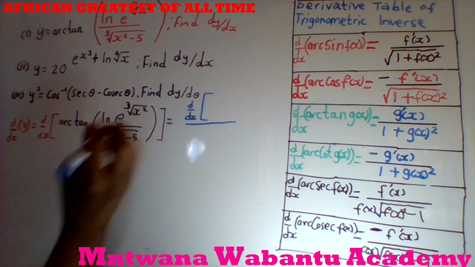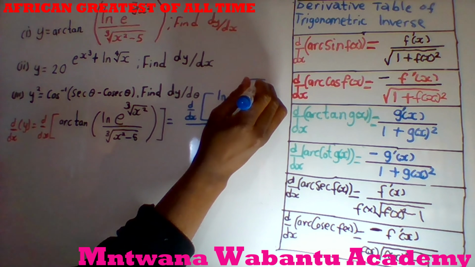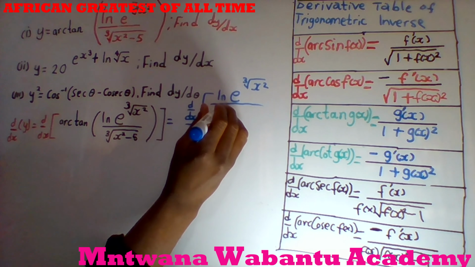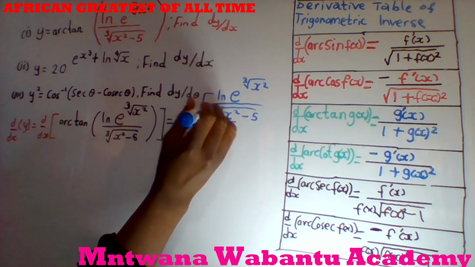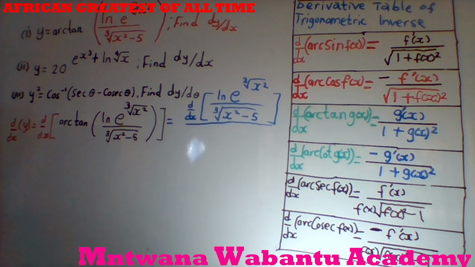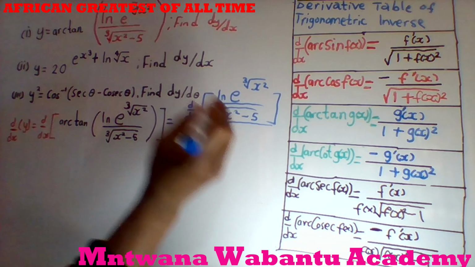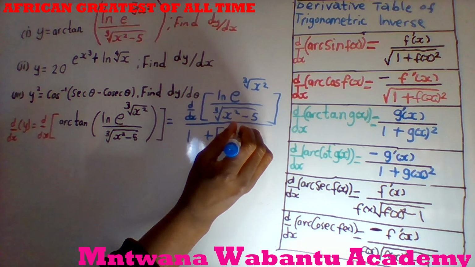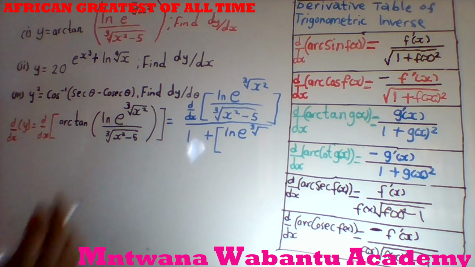Which is ln e to the power cube root of x squared, and then you divide by x squared minus 5, and then we got 3 right here, brother and sister. And then we're gonna put it over 1, because that's our formula, 1 plus the square of the function. So this function which is given, we have to square. So ln e to the power cube root of 3.